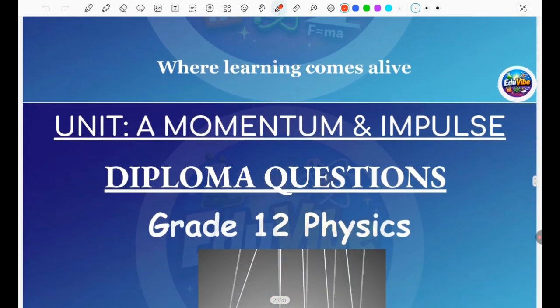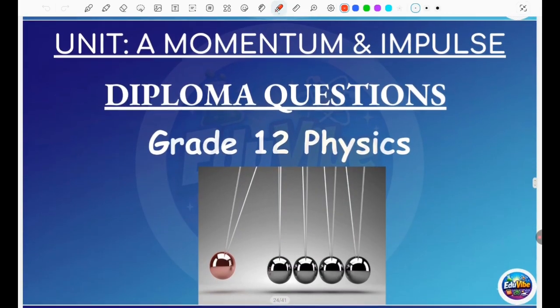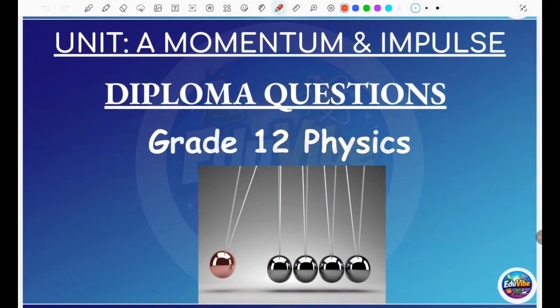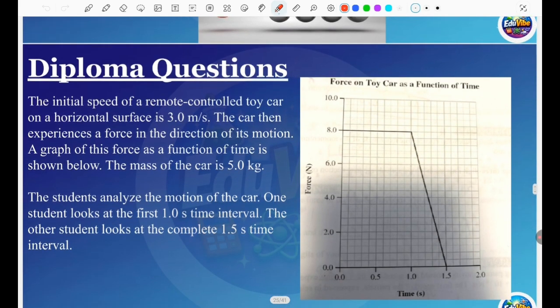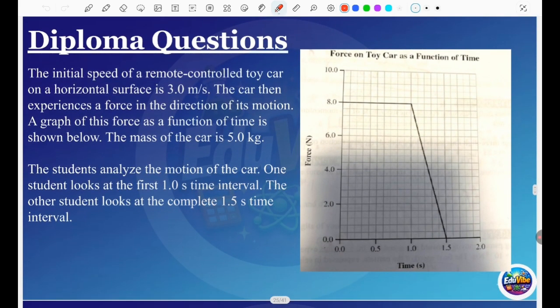Today we will be completing the unit on momentum and impulse with the diploma questions. As you all know, grade 12 physics, which is Physics 30, is the diploma course, and you have a diploma exam for this. So we are completing momentum and impulse now, and we're doing the diploma questions. Let's start with our first question, which is the graph question.